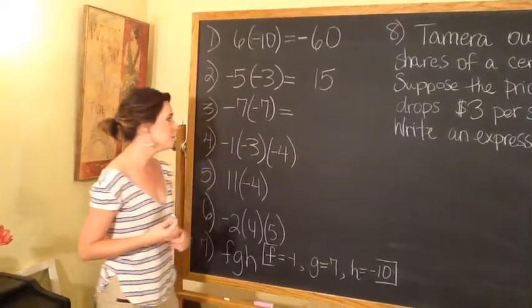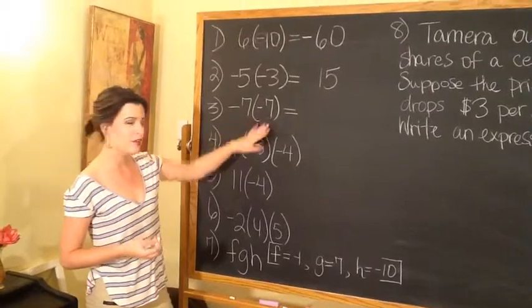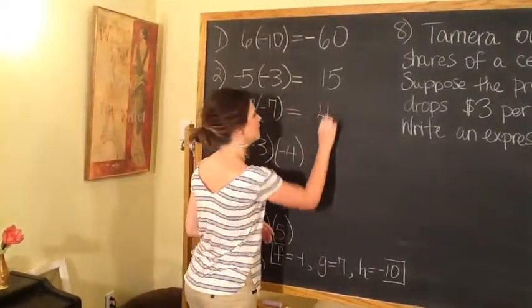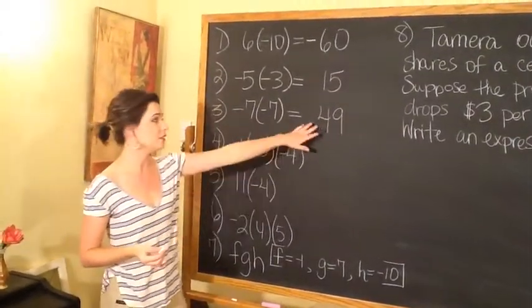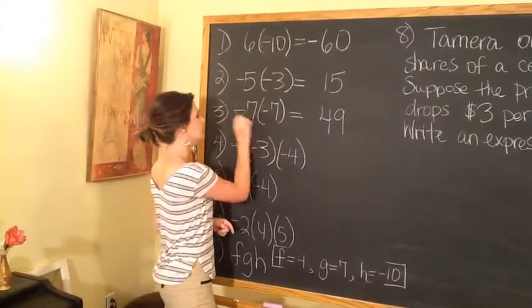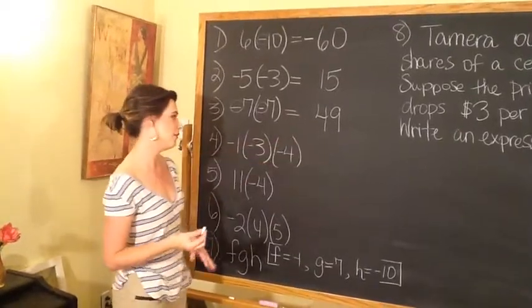Example number 3 says negative 7 times negative 7. The first thing I'm going to do is multiply, so 7 times 7 gives me 49. Then I'm going to count the negative signs to see if this is going to be positive or negative. I have 1, 2 negative signs. And since 2 is an even number, my answer is going to be positive.